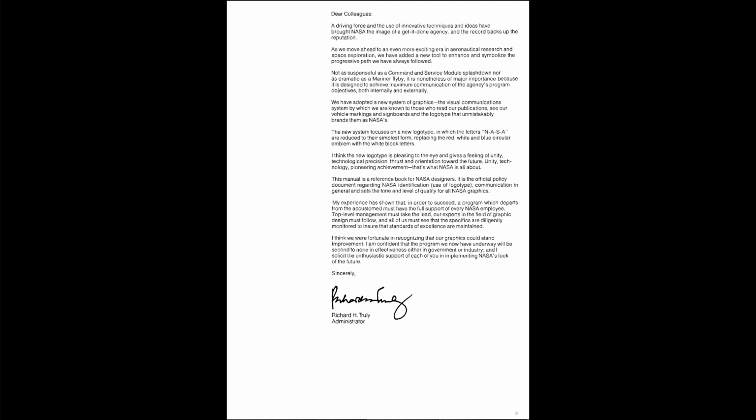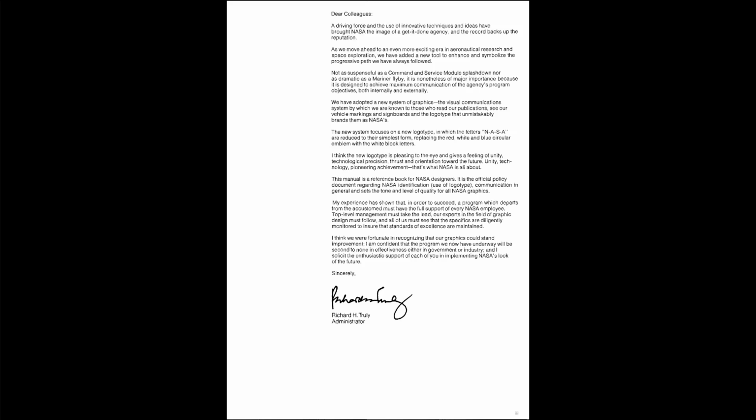So they had a very, very clear communication, which I think is fantastic. It is nonetheless of major importance because it is designed to achieve maximum communication of the agency's program objectives, both internally and externally. This is really insightful stuff. As a graphic designer, it is, because you've got a client who understands the subconscious and the psychological aspect of what you're doing, not just the linear.